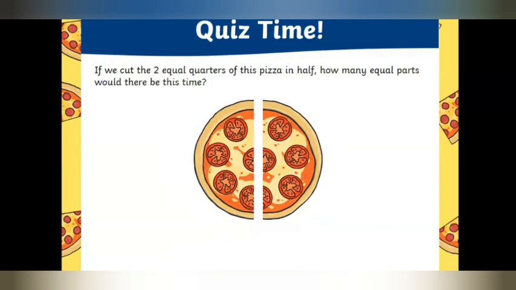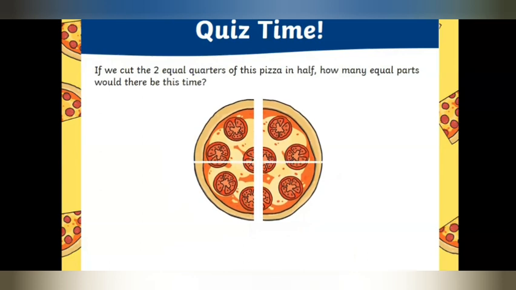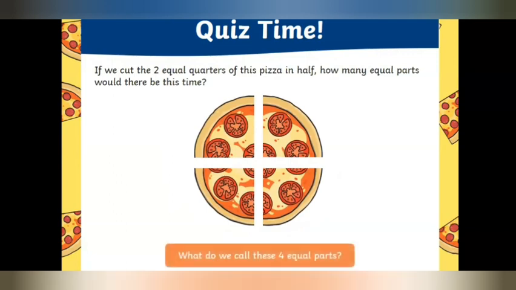If we cut the 2 equal halves of this pizza in half, how many equal parts would there be? 4 equal parts. What do we call these 4 equal parts? Quarters.